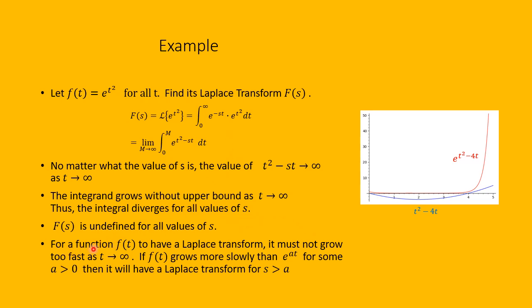So we can conclude the following. For a function f of t to have a Laplace transform, it must not grow too fast as t goes to infinity. If f of t grows more slowly than e to the at for some positive a, then that function will have a Laplace transform, at least for values of s greater than a. F of s in that case will exist at least for values of s greater than a.